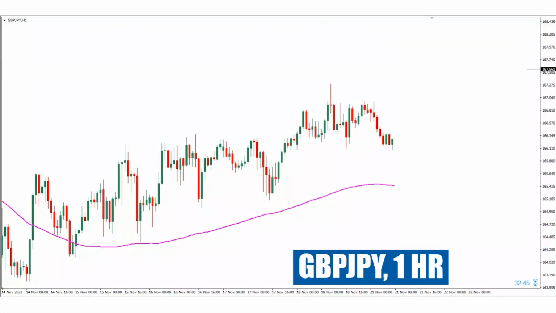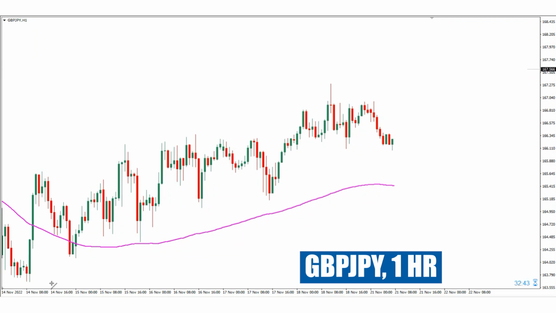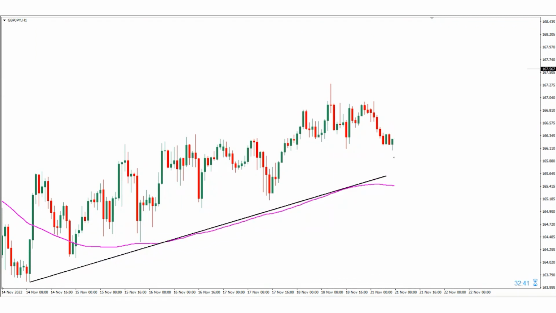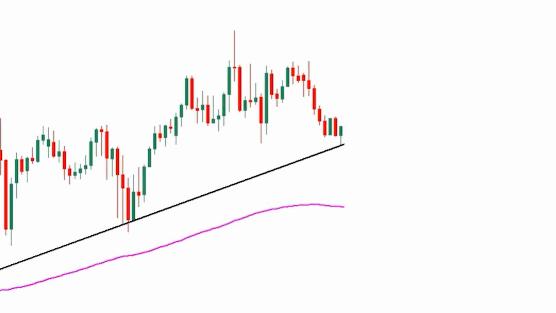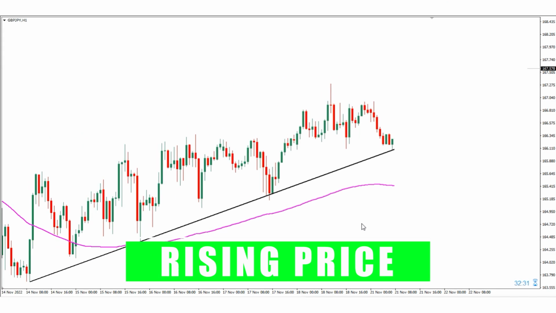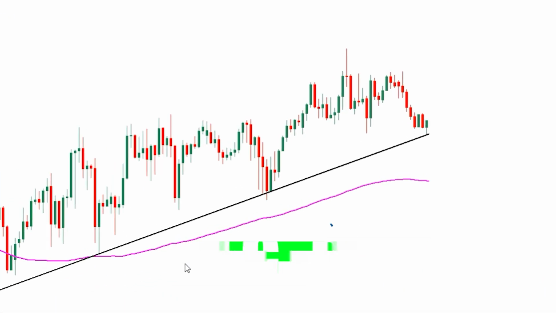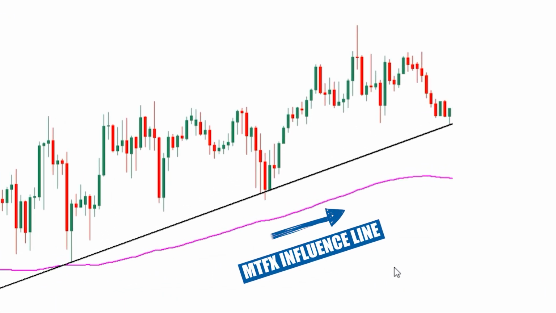So here we are on the GBPJPY 1 hour chart. We can see that price is actually conforming to this trend line right here. You can see price bounced off and was rejected, forming this pin bar. This can indicate that there could be a rise in price of this currency pair. We also have the MTFX influence line sloping upwards, giving us further validation that price may indeed rise.